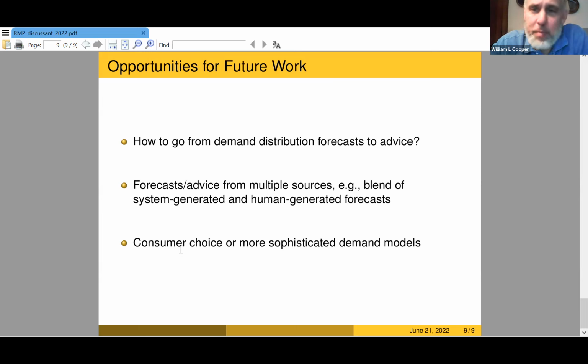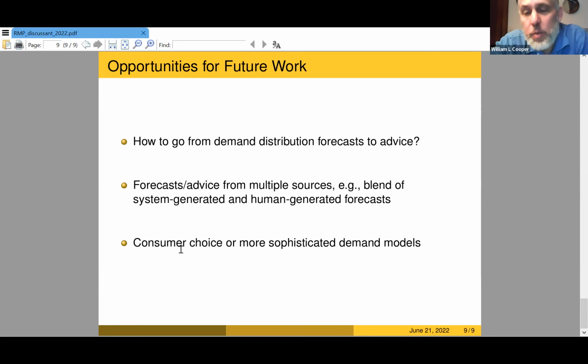Another thing that might be interesting to look at would be forecasts or advice that come from multiple sources. One source of advice might be system generated advice. Again, this could be thought of as a forecast, but there also might be users. There are revenue managers who use revenue management systems, and they have their own ideas of what may happen. Those people may produce advice or forecasts, and you might have a blend of the advices, or maybe some sort of hierarchy of advices. So it might be a more complicated frontier in that case.